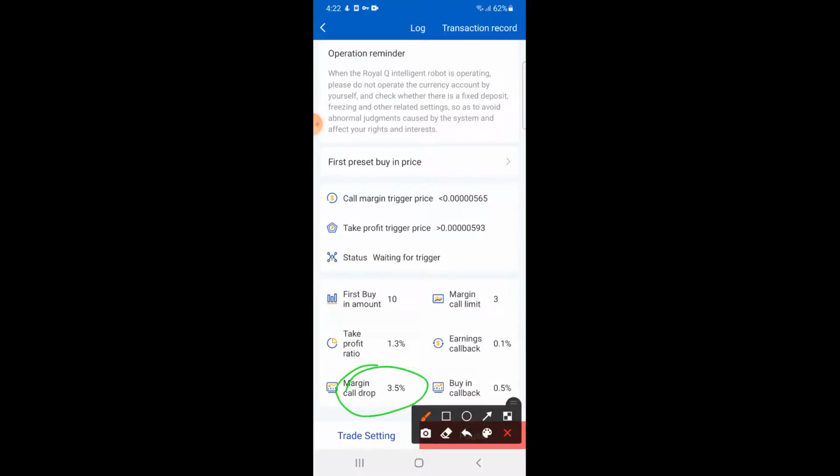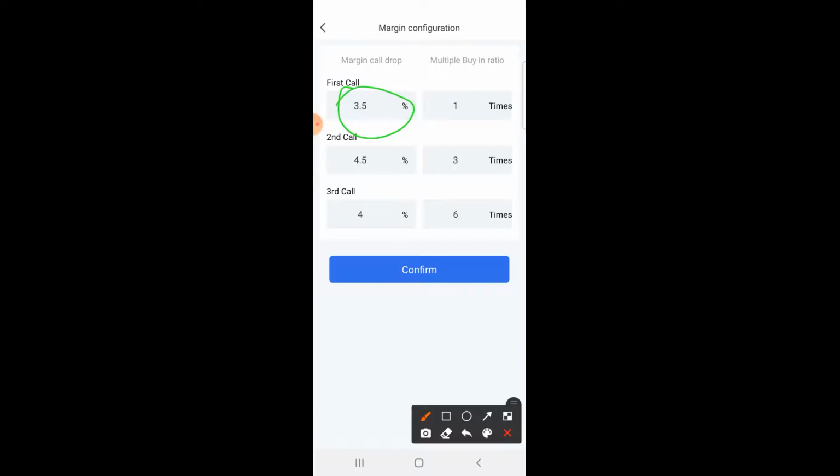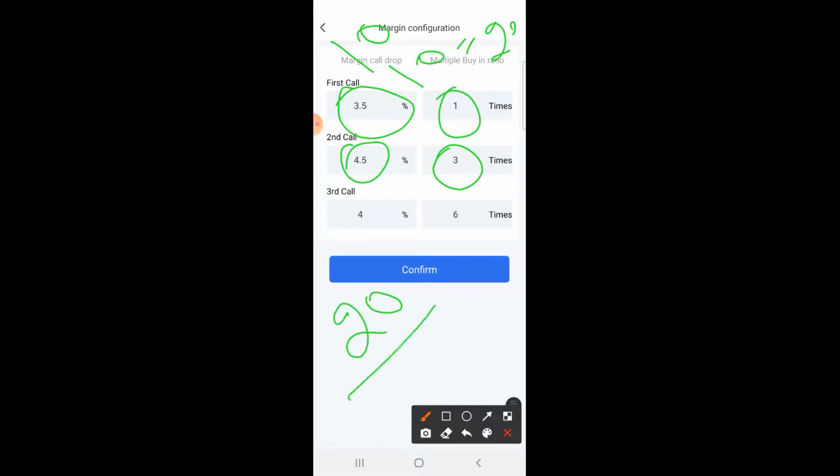Now the margin call. If the market goes down 3.15%, it will buy for you. I am clicking here on margin configuration. If the market goes down 3.5%, it will buy for you one time. Already $10, and one more buy of $10 equals $20. If the market goes down 4.5%, it will buy for you 3 times, meaning $20 previous plus 10 multiplied by 3, which is $60.